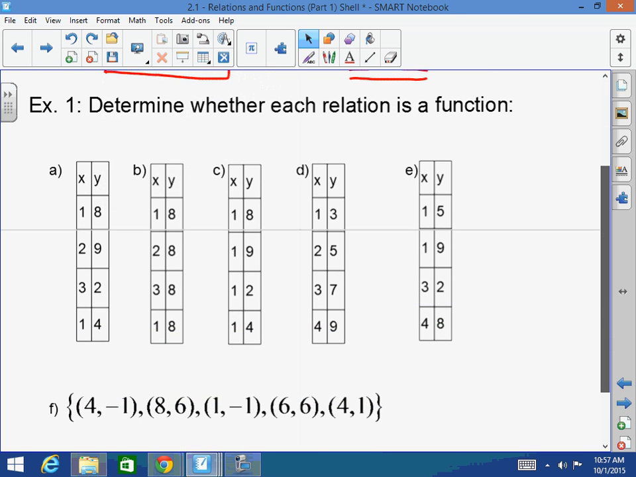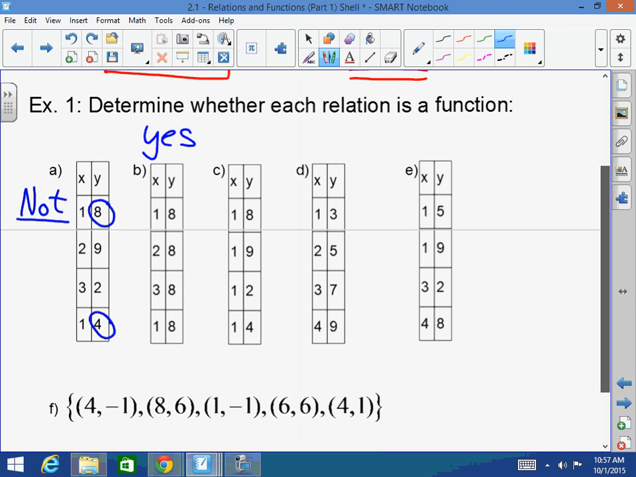Determine whether or not each of these is a function. A: (1,8), (2,9), (1,3), (2,1), (4). Do I have two different y's for the same x? So this is not a function. How about number 2, or B? (1,8), (2,8), (3,8), (1,8). This is a function, yes.